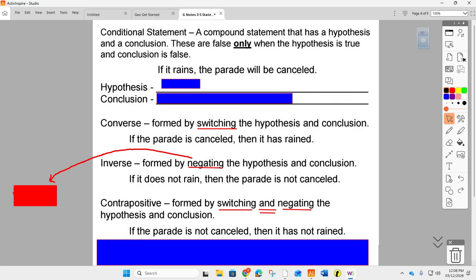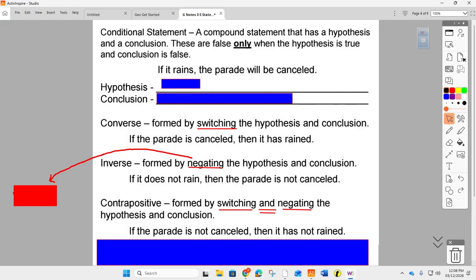Okay. So now we're going to talk about some conditional statements. You've probably talked about these before. If-then statements. The conditional statements we're going to be referring to are compound statements that have a hypothesis and a conclusion. These are false only when the hypothesis is true and the conclusion is false. So this is an example of a conditional statement. If it rains, the parade will be canceled. Does anybody know what the hypothesis of this statement is?